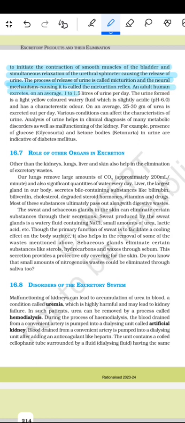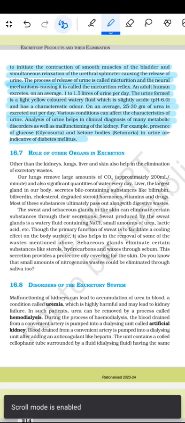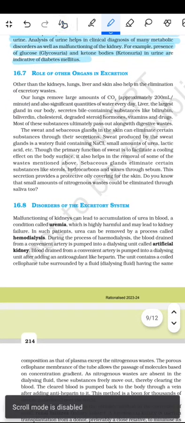An adult human excretes on an average 1 to 1.5 liter of urine per day. The urine formed is a light yellow colored watery fluid which is slightly acidic, pH 6.0, and has a characteristic odor. On an average, 25 से 30 gram of urea is excreted out per day. Various conditions can affect the characteristics of the urine. Analysis of the urine helps in the clinical diagnosis of many metabolic disorders as well as malfunctioning of the kidney. For example, presence of glucose, glycosuria, and ketone bodies, ketonuria in the urine are indicative of diabetes mellitus.